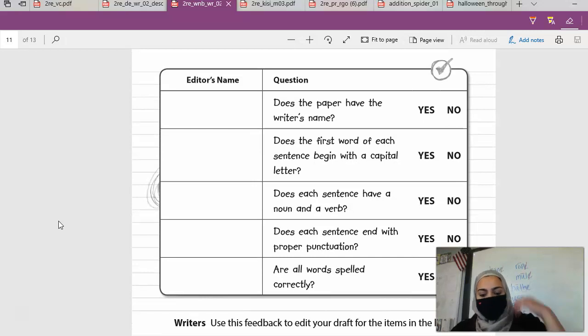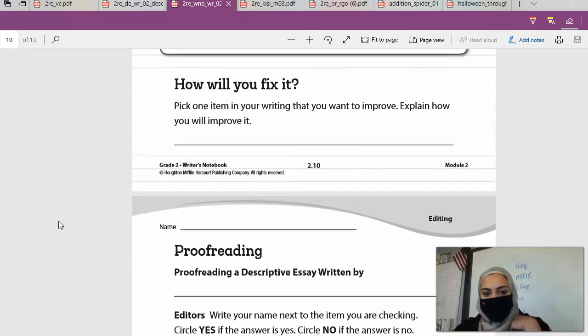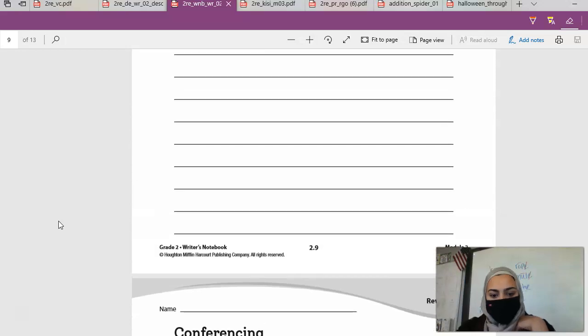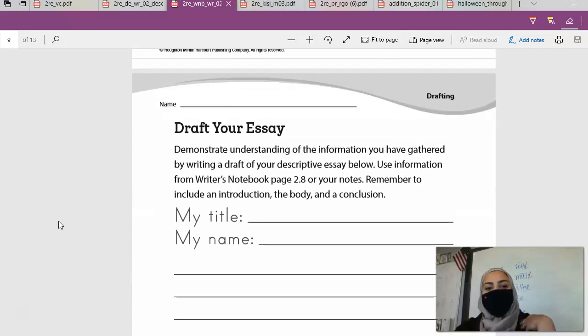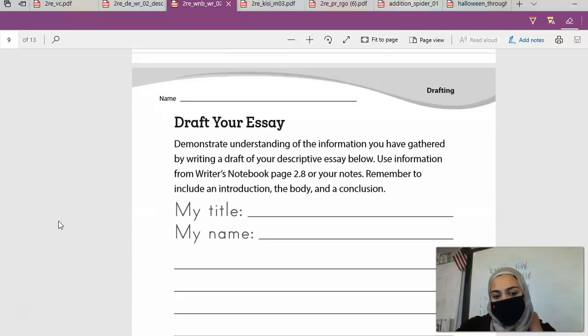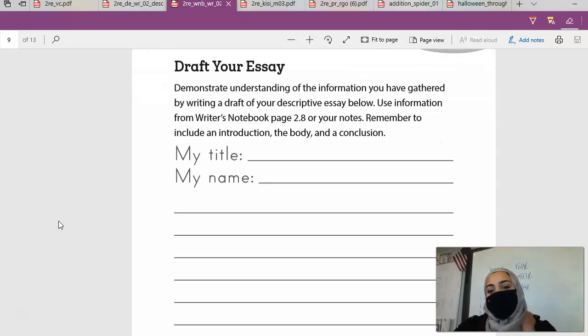So, you should be done by now with drafting. Remember, the last thing we did while drafting was write where you wanted to go, the place that you wanted to visit around the world.